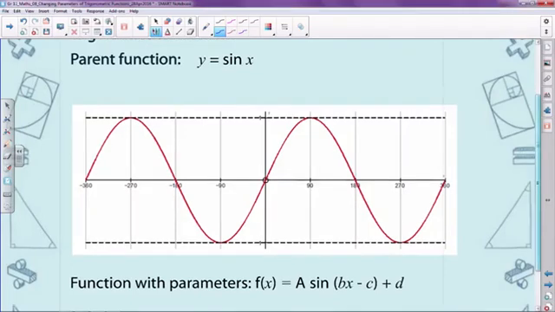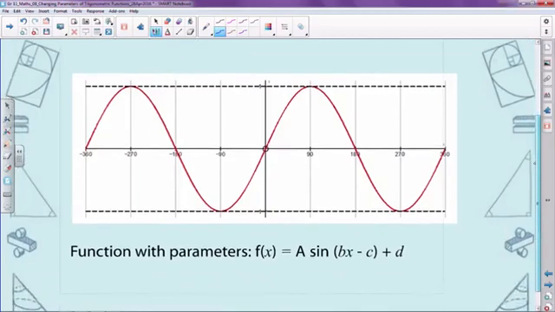Now, the function with parameters. Remember what we did for your grade 10 revision, is that we moved it up, right? Okay, right. The amplitude changed to 2, to 5, to 3, and whatnot.